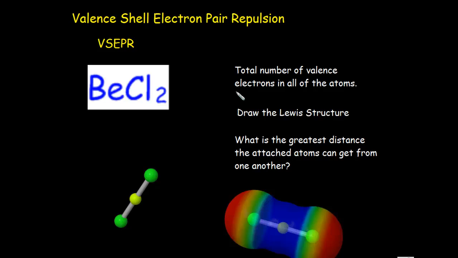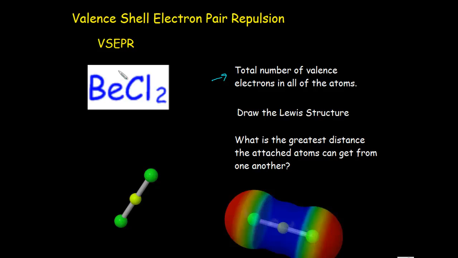A couple things that we need to pay attention to are the total number of valence electrons in a particular molecule. We need to be able to draw the Lewis structure, and we need to figure out how far apart the bonding and non-bonding electrons around a central atom can repel each other.